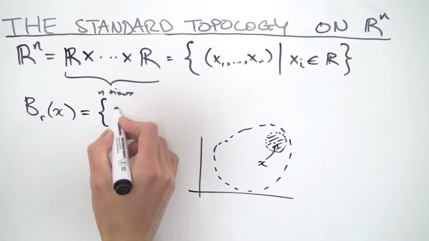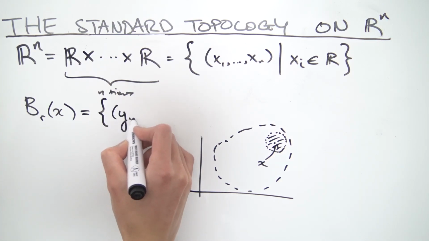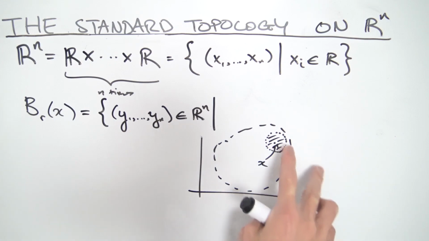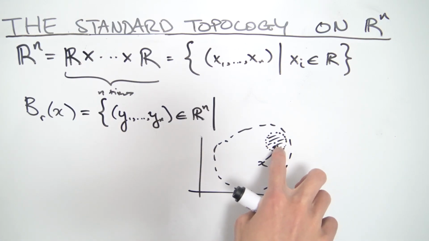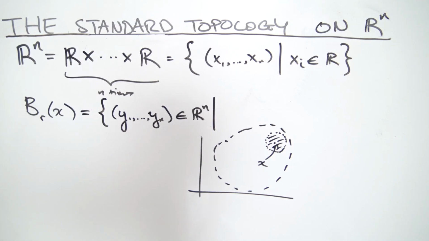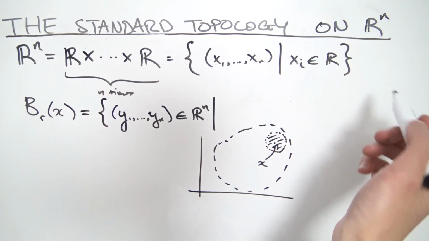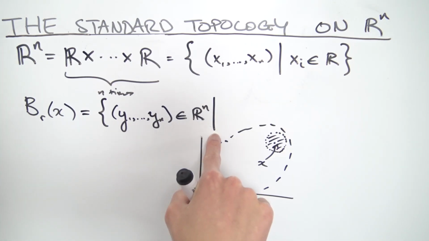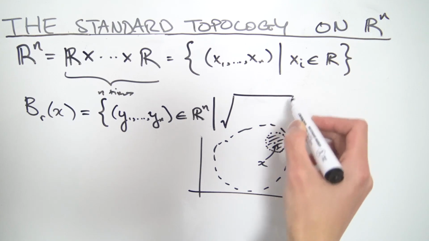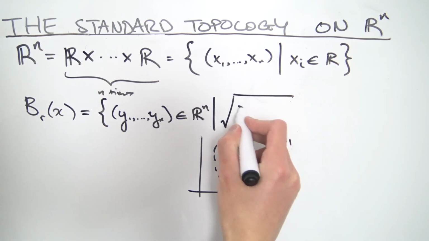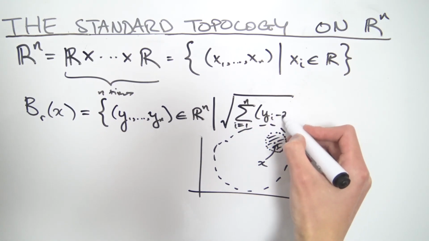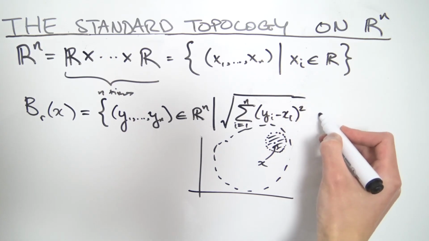So how do we construct such a thing? We can take the set of all (y1, ..., yn) which lie in Rn, such that the distance between whatever point this is and the point x is less than r. Now, distance is not something we've defined. We haven't even defined a metric on Rn. At the moment, it's just a set, a bunch of points in this big bag over here. So instead of defining a distance and so on, I'm going to write down the expression first. So that's the square root of the sum running from i equals 1 to n of (yi minus xi) squared is less than r.